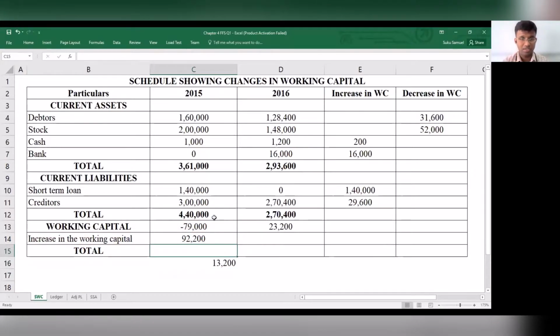Okay, sorry, it is 1,02,200. So 1,02,200 is the increase in working capital. I'll just quickly cross-check this answer once again. Yes, absolutely correct. So here there is an increase in working capital, and the increase in working capital is by 23,200. So we have successfully completed the first step.